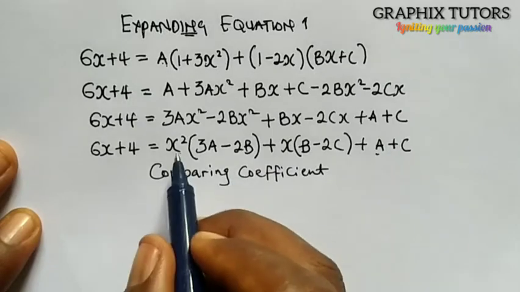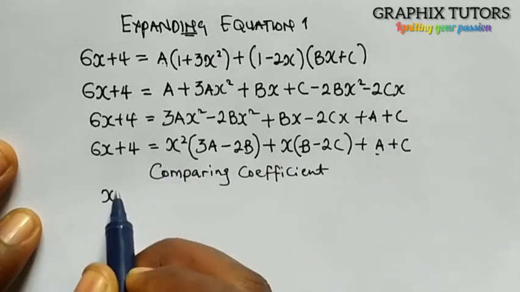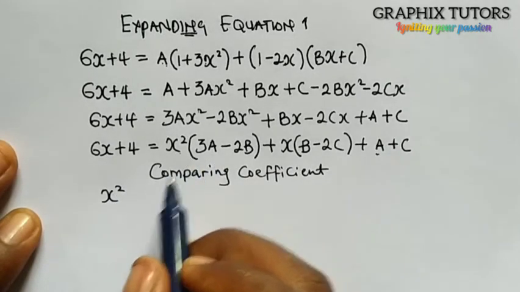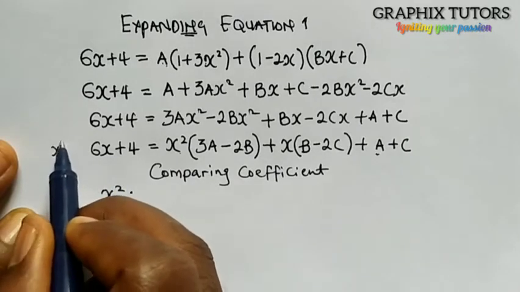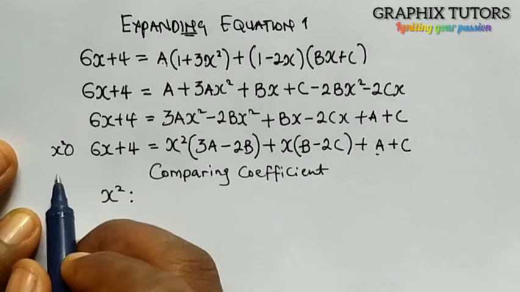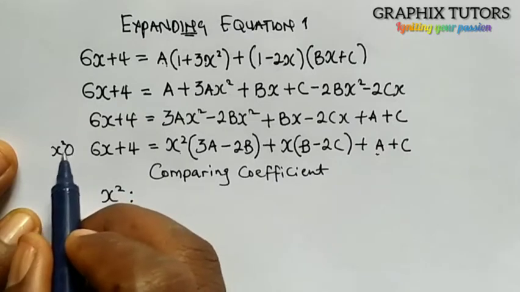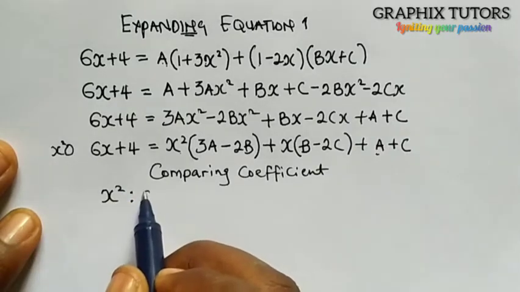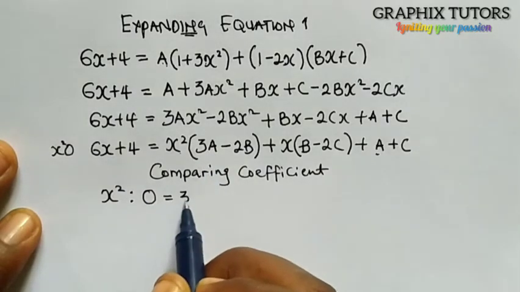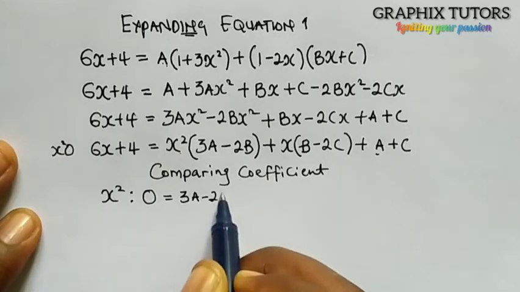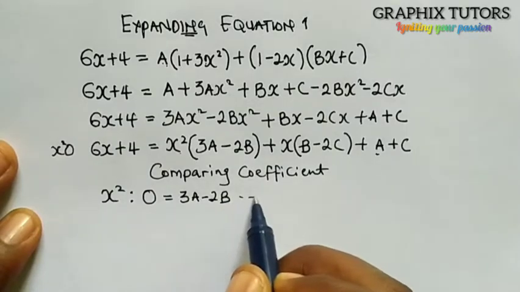So if you look at x squared, we're comparing them such that in this place there's no x squared. The x squared here is 0x squared, right? So that means the coefficient of x squared here is what? 0. So I write the 0. Then what is here? We have equals to 3a minus 2b.